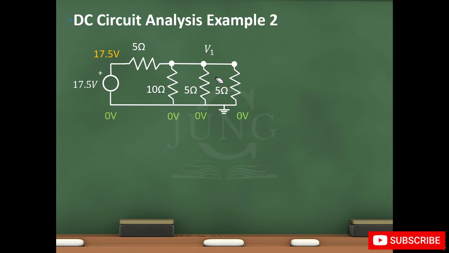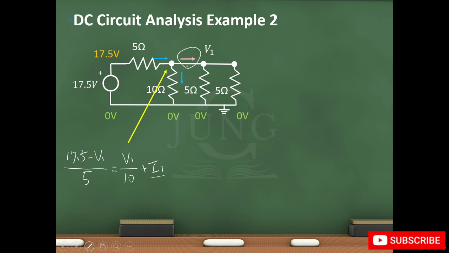Now at this first point, if we assume the current flows in these directions, we know that the current flowing in, so (17.5 minus V1) divided by 5, equals the current flowing out, so V1 divided by 10 plus I1. I1 is the pink current, which we don't know its value yet.